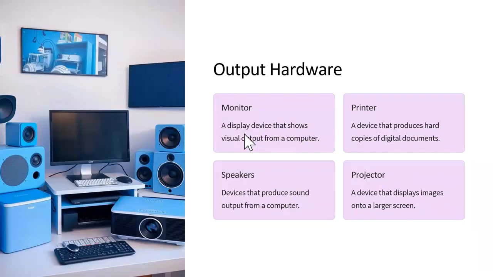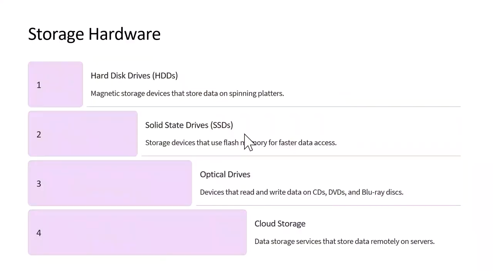Then output hardware. We said output hardware gives us what we have asked the computer. We have the monitor, the printer, the speaker and the projector. Those are the obvious examples. Then we have storage hardware, which stores the information, either the commands or the result you got. You can even decide to keep it on your computer.